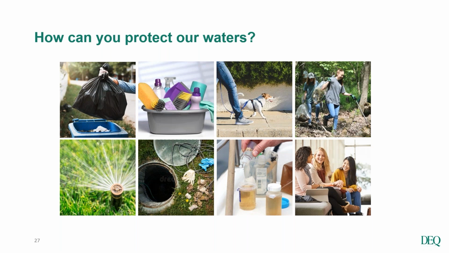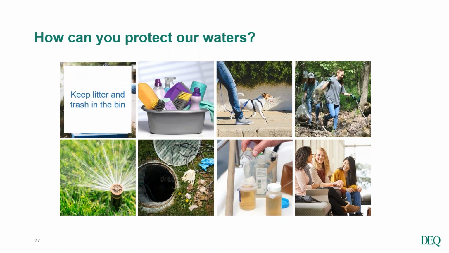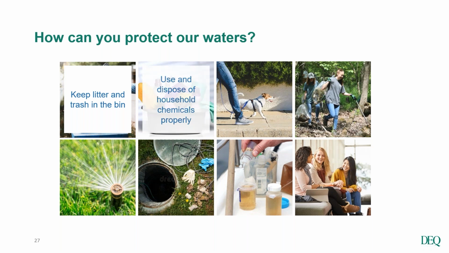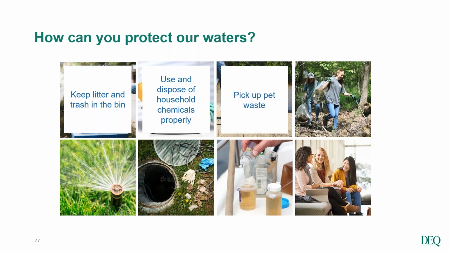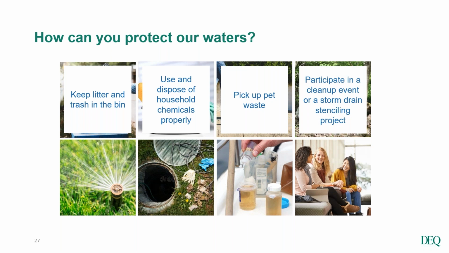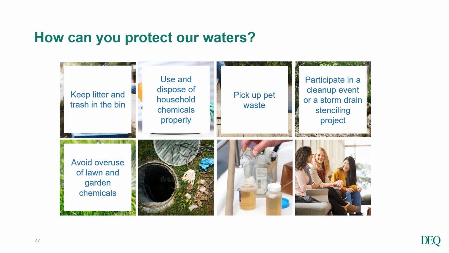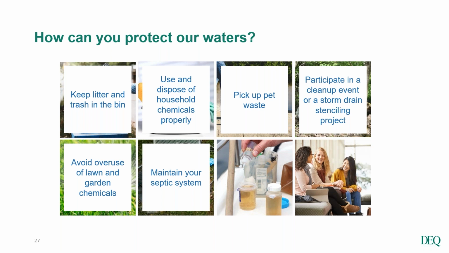Obviously, you guys already know these, but we'll just review them together. So you can keep litter and trash in the appropriate bins. Use and dispose of household chemicals properly. Pick up and properly dispose of pet waste. Participate in stream cleanup events, storm drain stenciling projects, or other community cleanup events. Follow the instructions for lawn or garden chemicals and avoid overuse of these chemicals. And this is one you guys hit on: maintain your septic system if you have one.